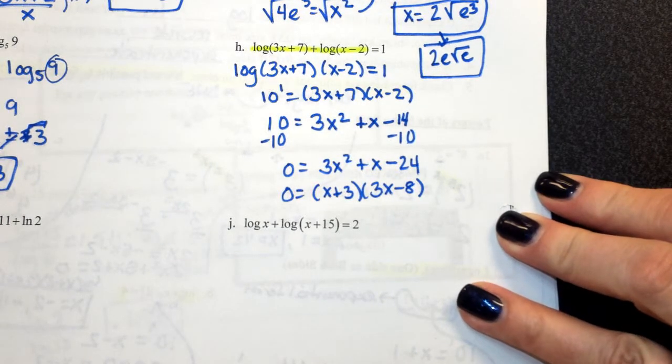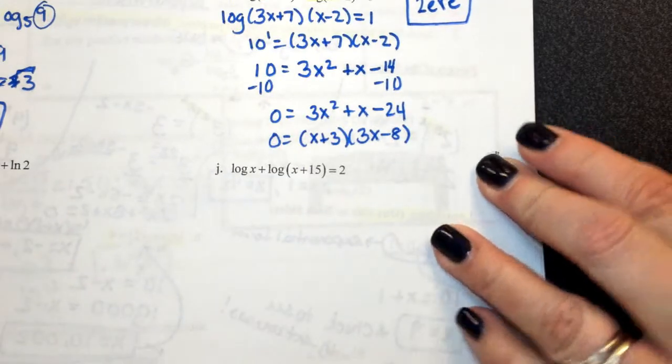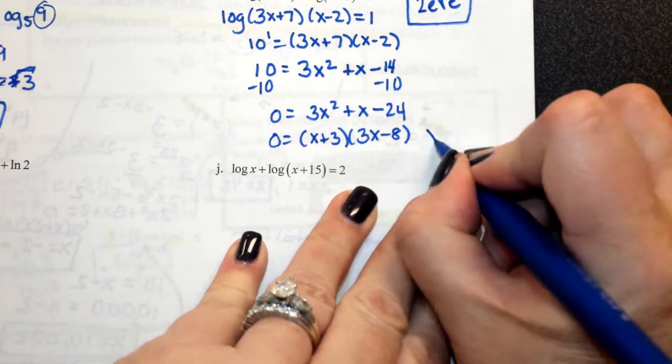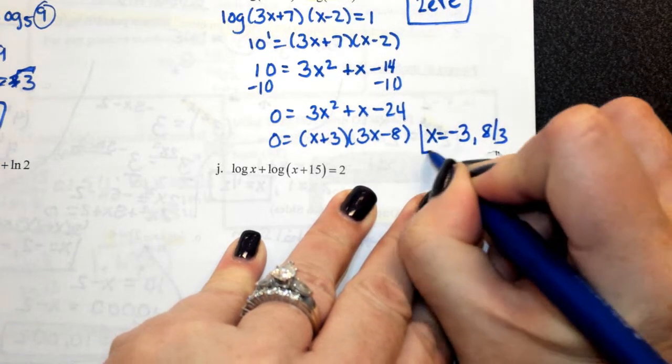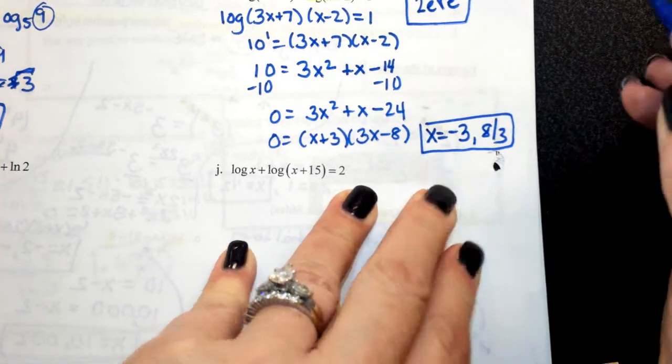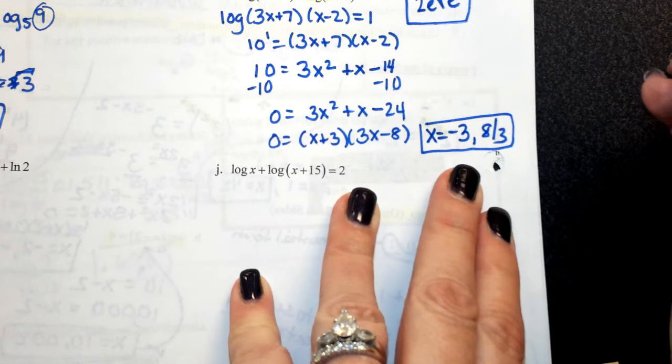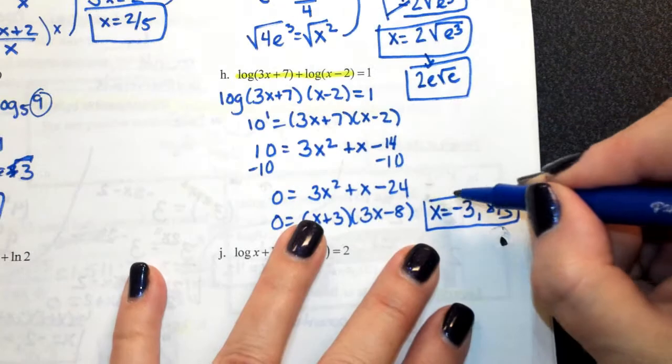Any questions on how I did that factorization? So one of my solutions, x is going to be equal to what? Negative 3 and 8 thirds. But what do I have to do with these answers? Plug them back in. Make sure I check them.